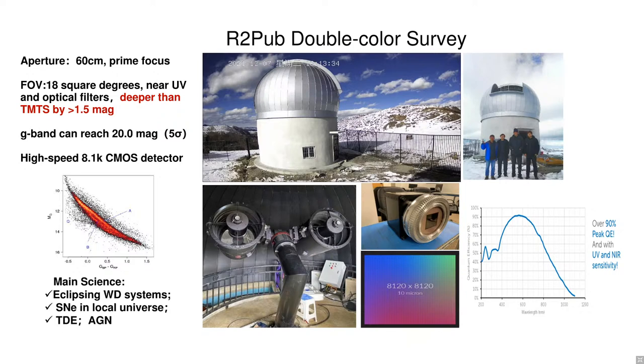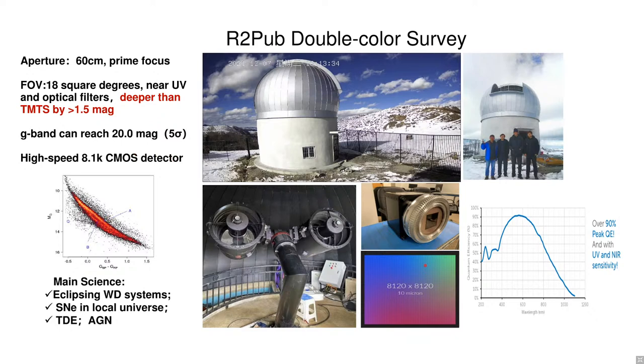Okay, the last slide that I want to talk about is our future plan. This is a double 60 centimeter prime focus telescope that we put in the southern region of China. It is at a very high altitude, 4,700 meters. It has a field of view of 18 square degrees and is deeper than TMTS by 1.5 magnitudes. For example, the G band can reach 20 magnitudes.